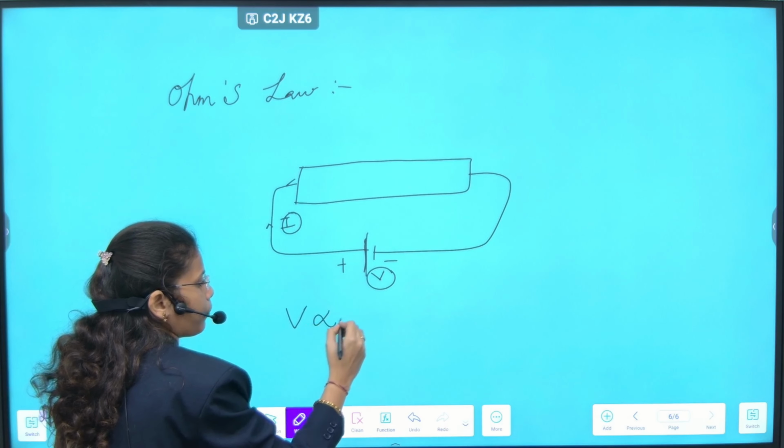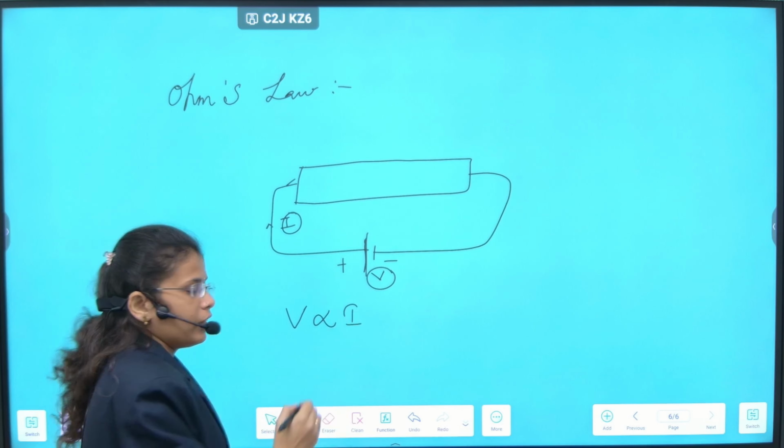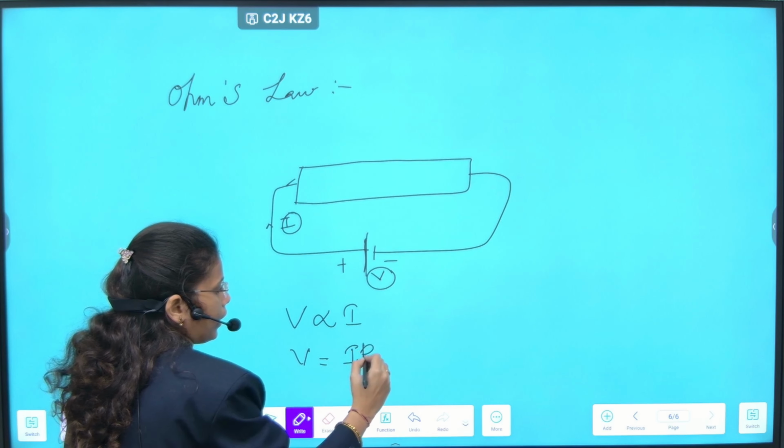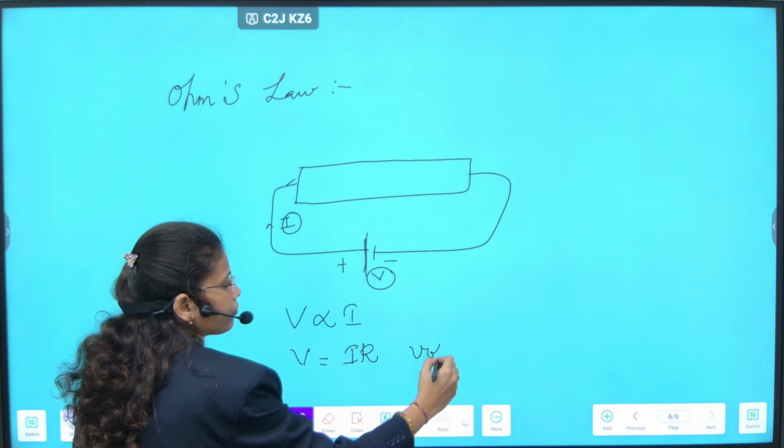V is directly proportional to I. V is equal to I into R.